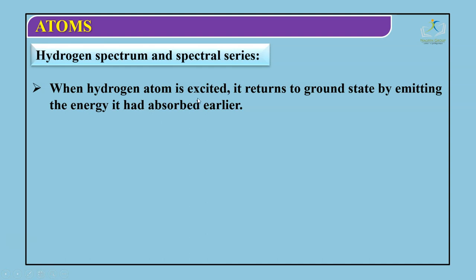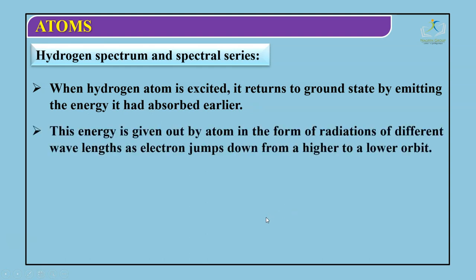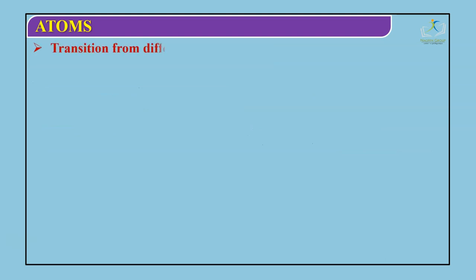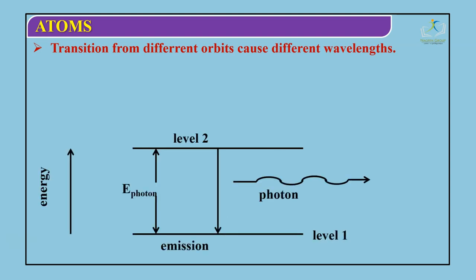When a hydrogen atom is excited, it returns to the ground state by emitting the energy it absorbed earlier. This energy is given out by the atom in the form of radiation of different wavelengths, as electrons jump down from higher to lower orbital states. Transitions between different orbit states cause different wavelengths, as I told you earlier, students.